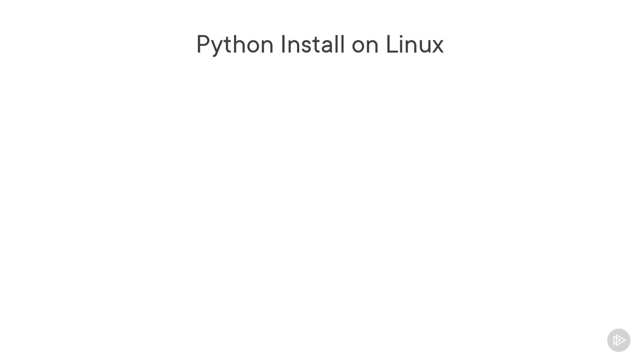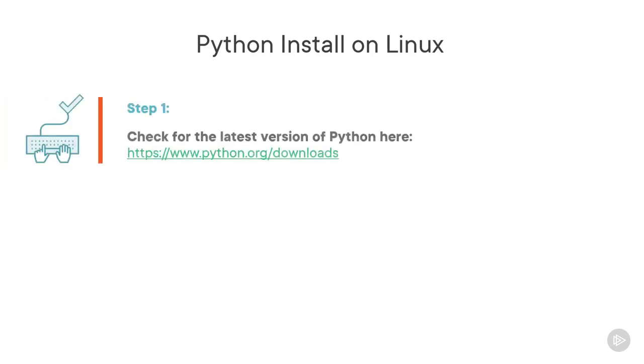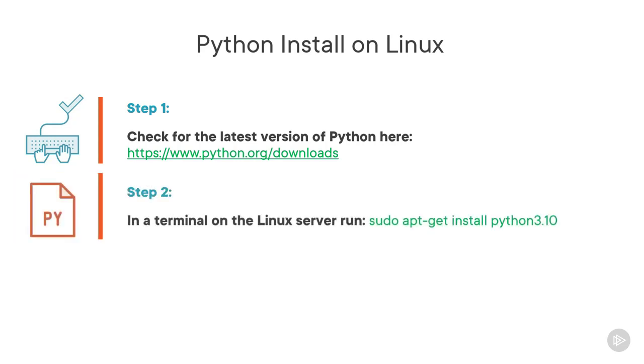So we can do this in 3 steps. The first step is you want to go out to python.org and check the downloads page to make sure you're getting the latest version of Python. The second step is you'll want to open a terminal on your Linux server and you'll want to run the syntax to actually install Python. So here we're going to run sudo apt-get install python and our version number, depending on the version that we went out to the downloads page and got.